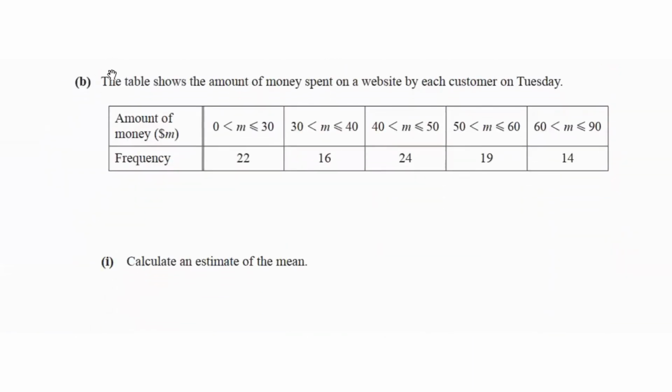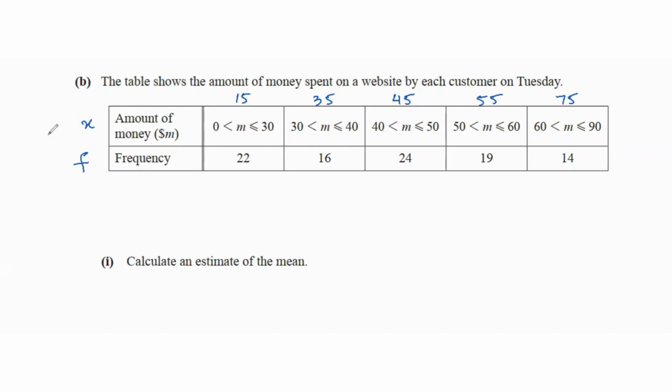The table shows the amount of money spent on a website by each customer on Tuesday. Calculate an estimate of the mean. So this is going to be our X value. This is going to be our F value. So let's start with finding the midpoint of our intervals. So for X, value for the first interval is going to be 15. This is going to be 35. This is going to be 45, 55, and this is going to be 75.